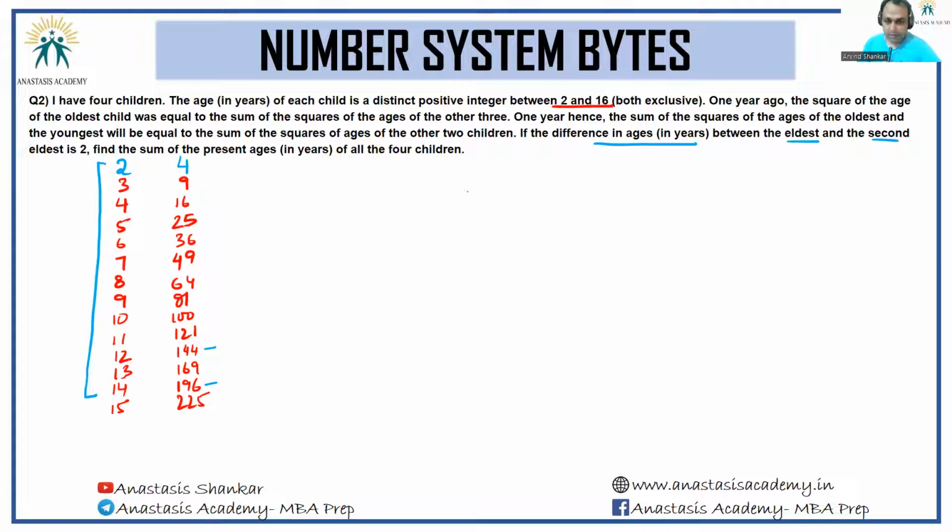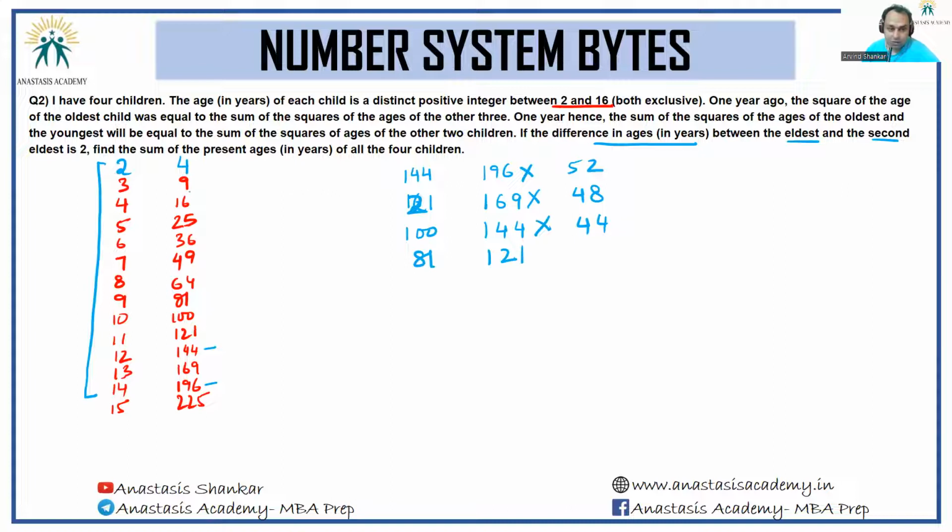So I see 196 and 144. The first case I check is 144 and 196. The difference is 52. Can I make 52 with any of the square numbers that are given earlier? Not really. So this is not possible. Next is 121 and 169. The difference is 48. Can I make 48 with 2 numbers in this list? Not really. Then I have 100 and 144. Can I make 44 with 2 numbers in this list? Not possible. Then I have 81 and 121. Can I make a difference of 40 with 2 numbers in the list?